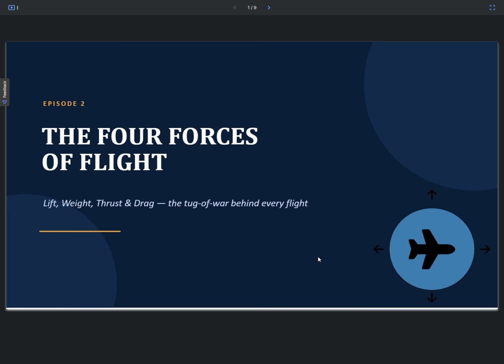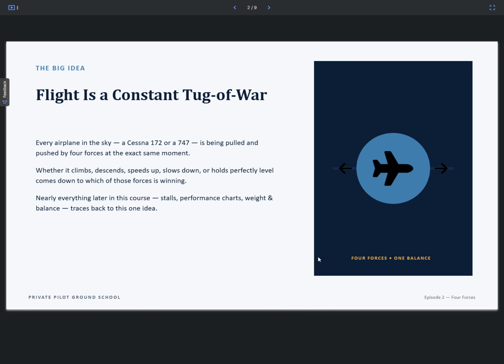Now, you've definitely wondered how something as big and heavy as an airplane can actually get off the ground. It seems almost impossible when you think about it. But the answer comes down to four main forces that are constantly working on the airplane. These are lift, weight, thrust, and drag.